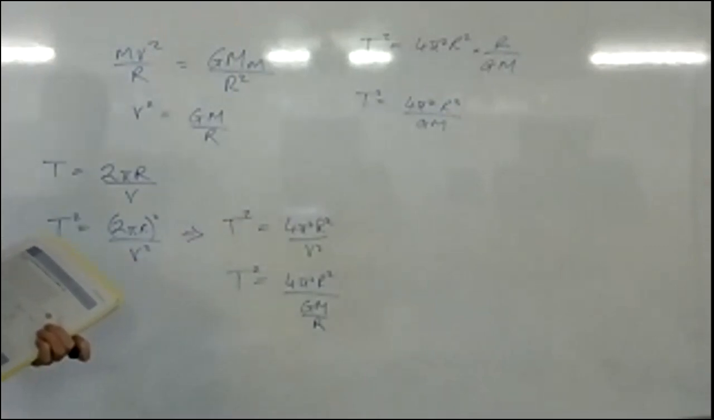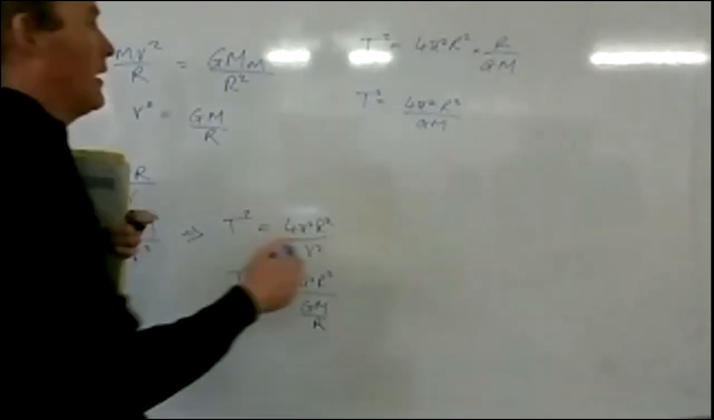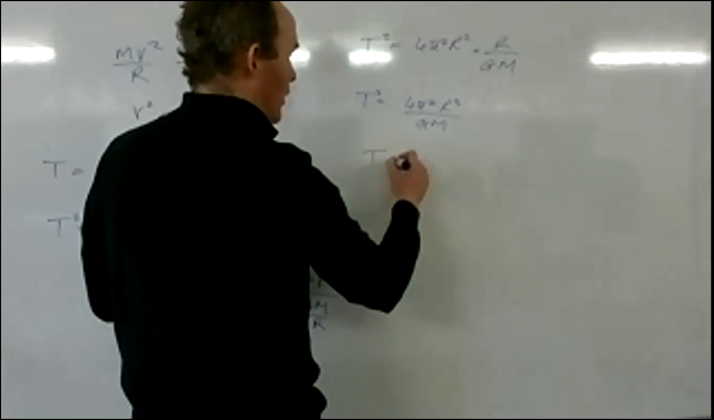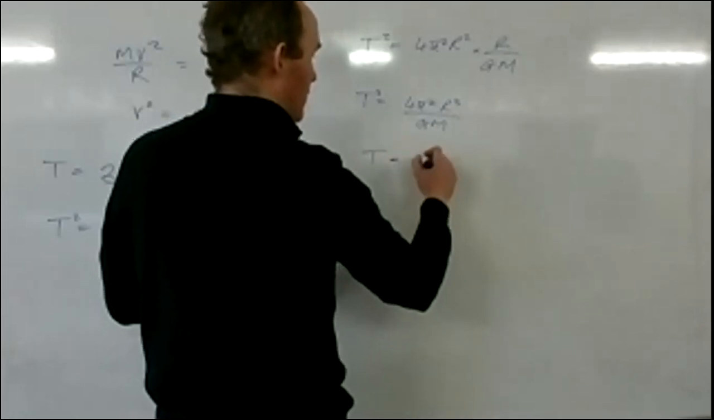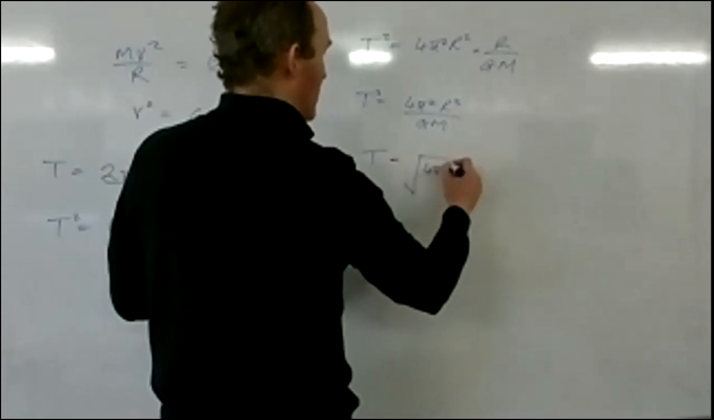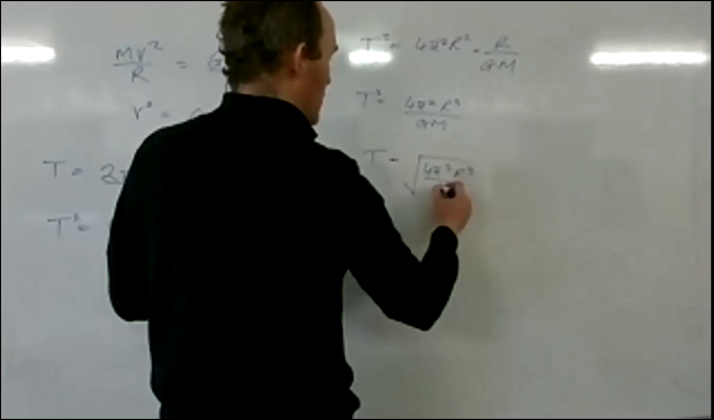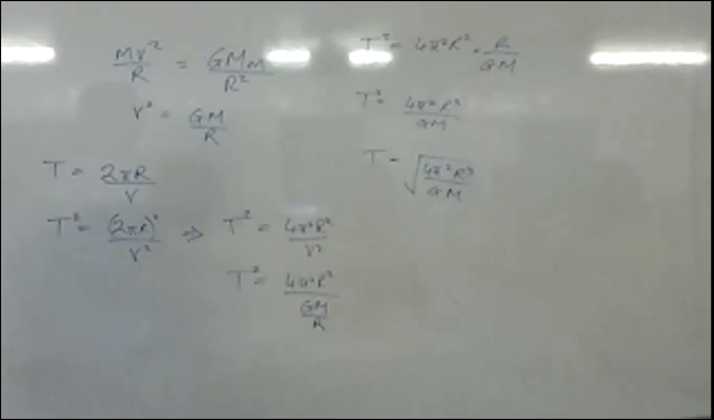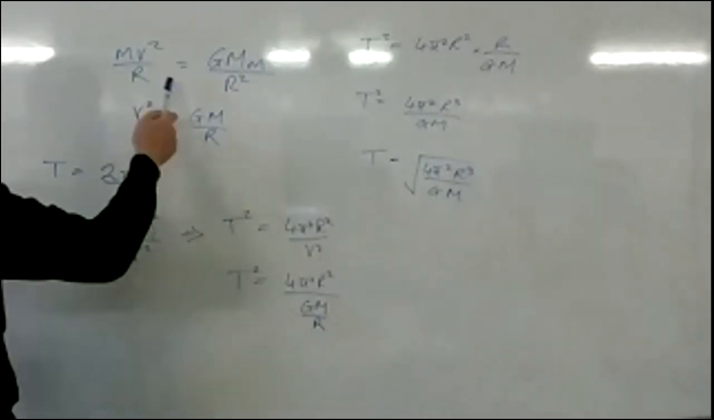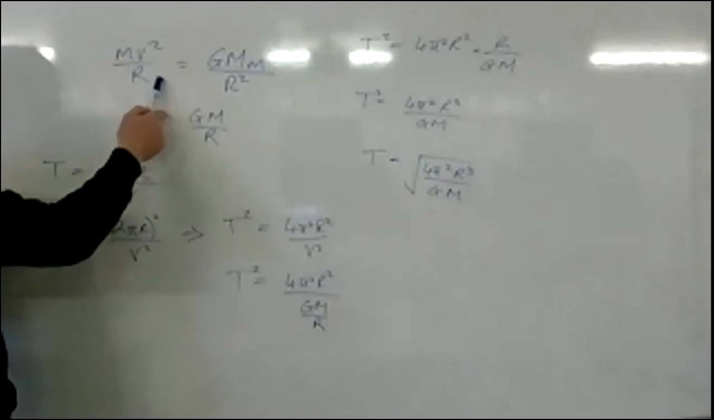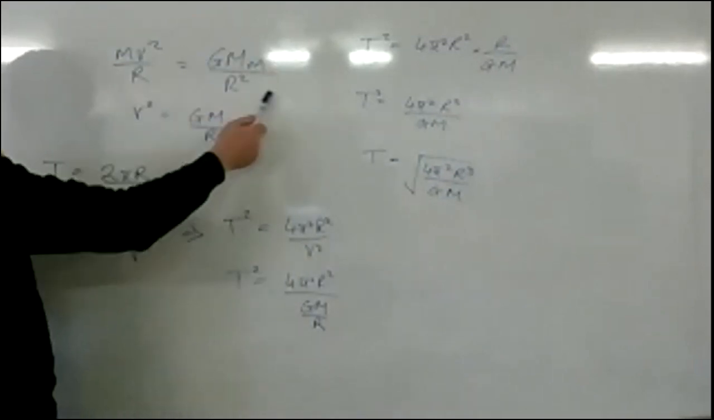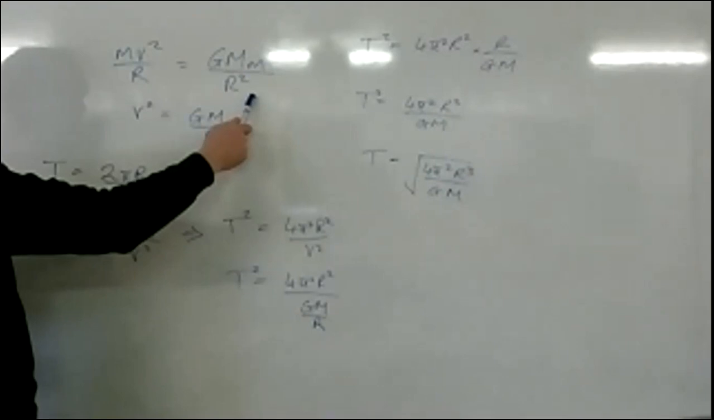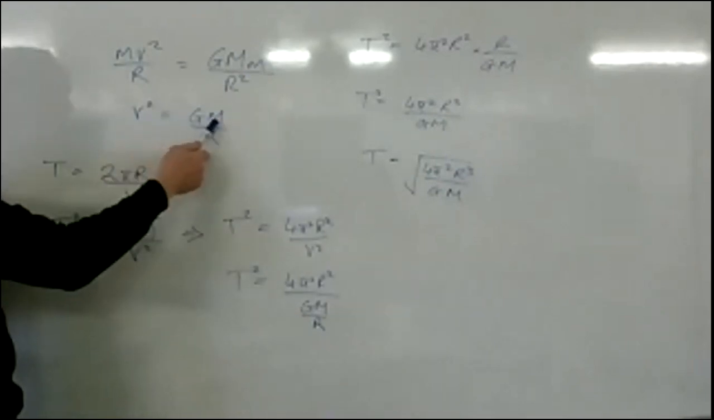So the period of an orbit is equal to the square root of 4 pi squared r cubed over G M. You will find this formula in your data sheets. Basically, the centripetal force formula m v squared over r equals the universal gravitational force formula G M m over r squared.